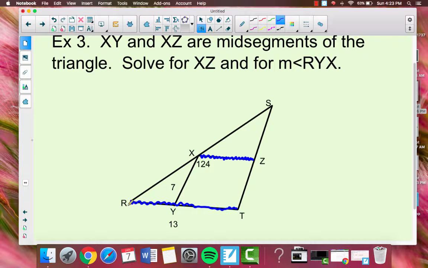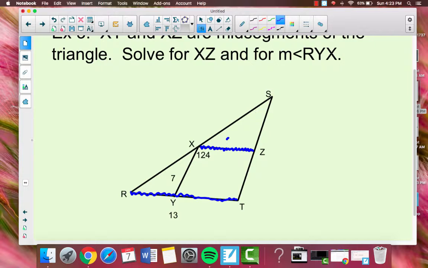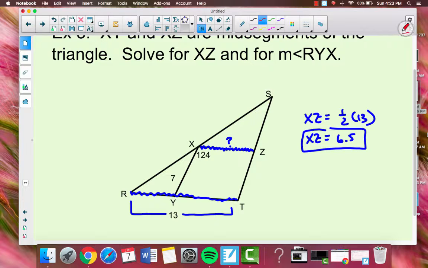And make sure you're doing the whole side of the triangle. And they want to find the length of XZ. So they want to know what that is. Well, the good thing is we know that this whole length here from R to T is 13. So we'd say XZ is half of 13. So here we'd say the length of XZ is 6.5, and then we'd be done. So that's really quick. Okay.